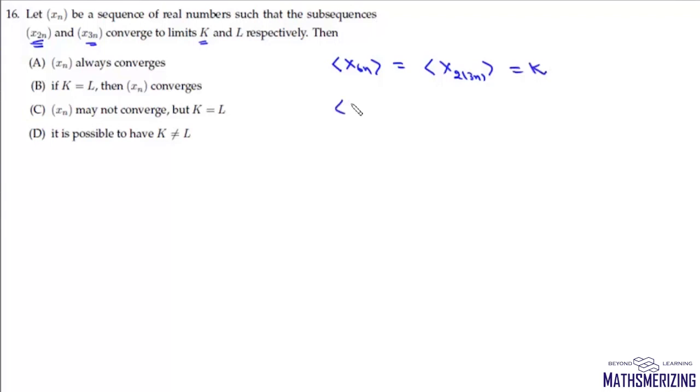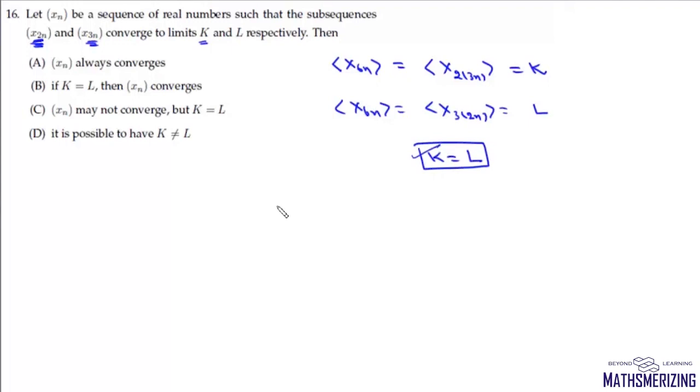Now we can also write this subsequence x6n as x of 3 into 2n. That is, it is a subsequence of x3n. And if x3n converges to L, then any subsequence of x3n will also converge to same limit L. So from here we can say this k, it must be equal to L. Now in any case, k must be equal to L. But the sequence itself, it may not be convergent.